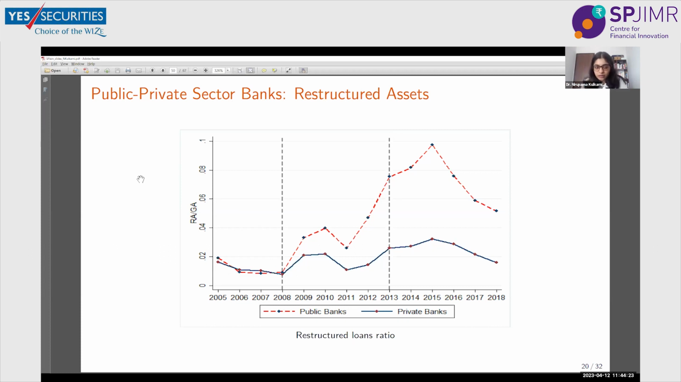You saw this during the global financial crisis. You also saw it a bit during COVID, where again the public sector banks started doing a bit better than private sector banks. Of course, after that, a lot of other things happened. But the perspective sort of changes.